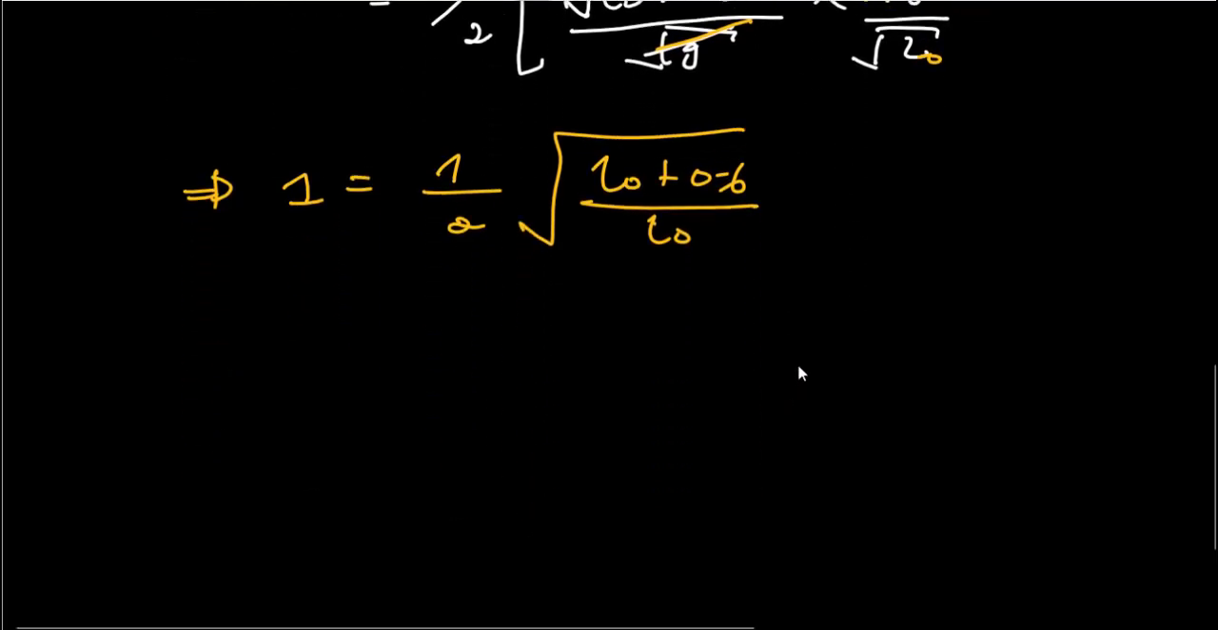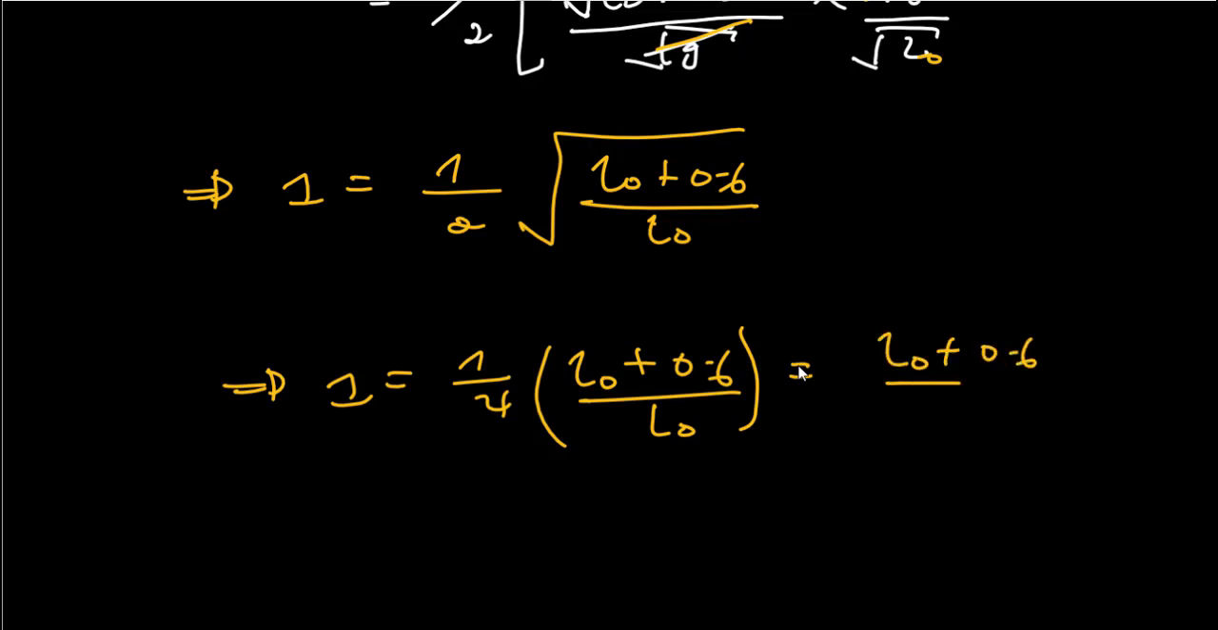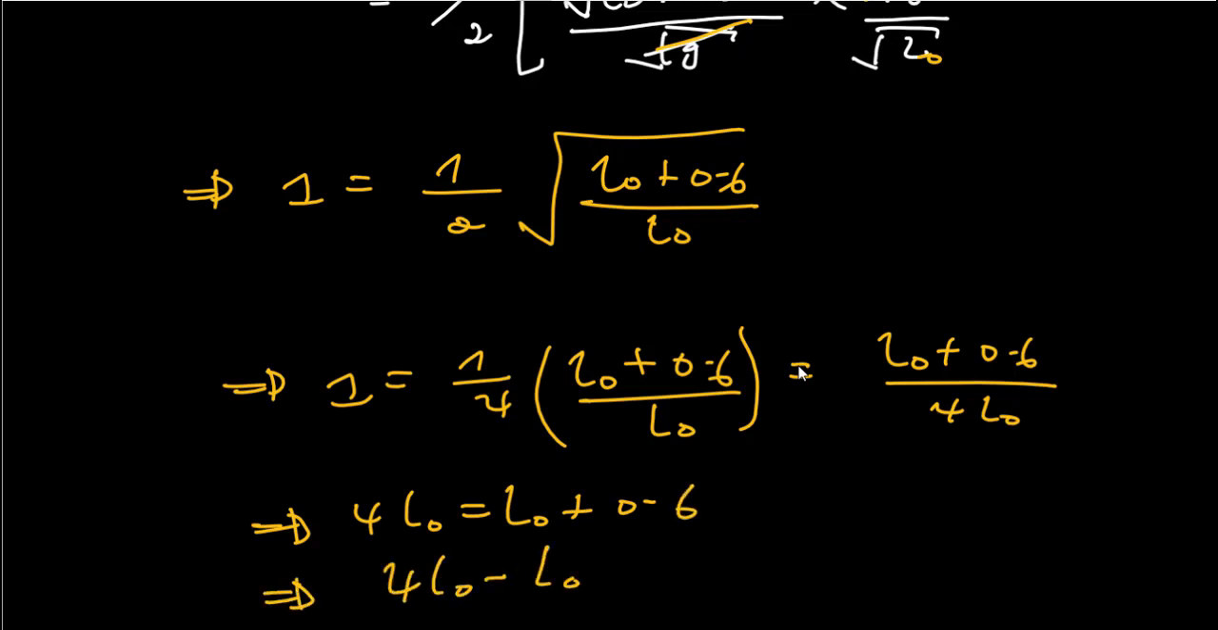So if we square both sides, we will get 1 squared is 1 will be equal to a half squared, which is 1/4, times the square root of L naught plus 0.6 divided by L naught squared, which will simply give L naught plus 0.6 divided by L naught, and the right hand side is equivalent to L naught plus 0.6 divided by 4L naught. So simplifying, multiplying 1 by 4L naught, I will get 4L naught will be equal to L naught plus 0.6. So this means I have 4L naught minus L naught will be equal to 0.6.